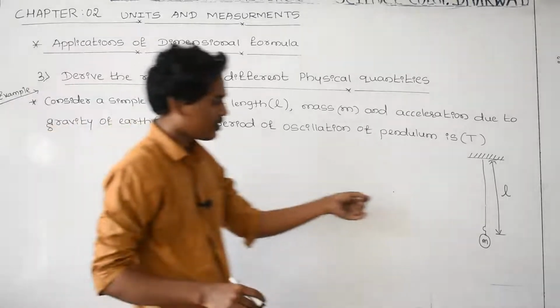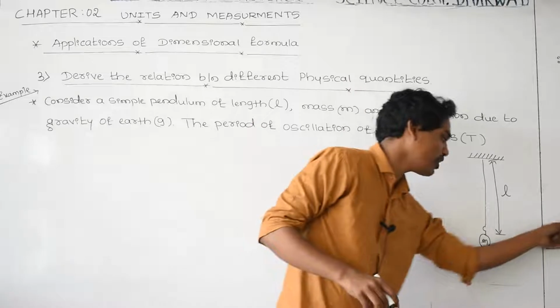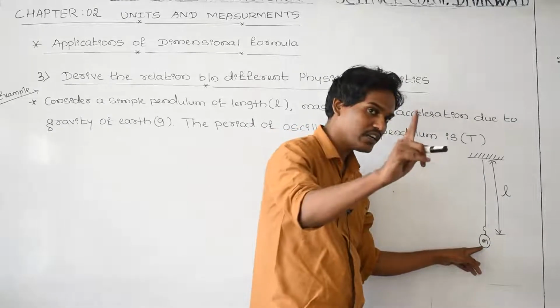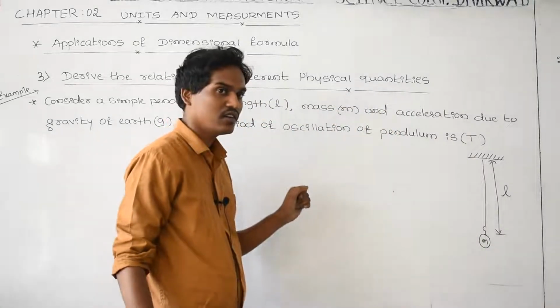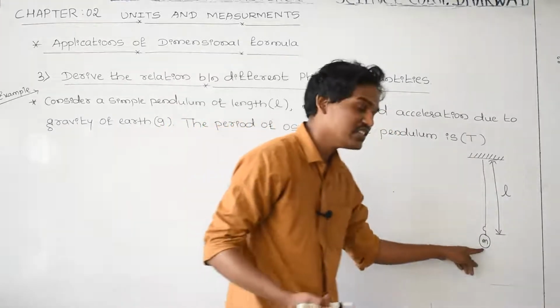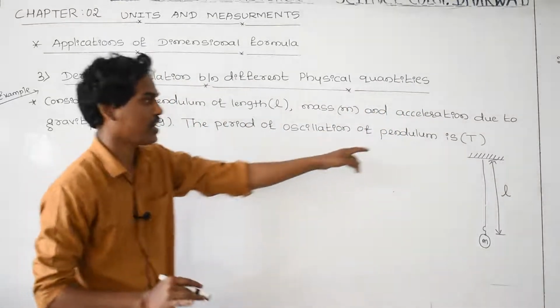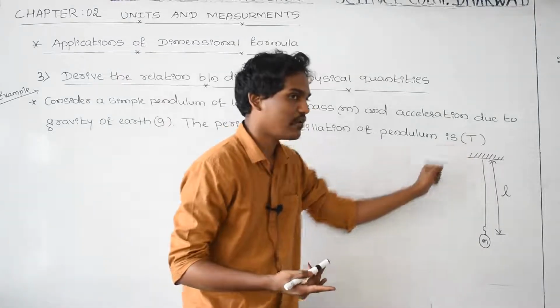And if you pull the body and release it, it does one oscillation. The time taken by the pendulum to complete one oscillation is called the time period. What is time period? It is the time taken by the body to complete one oscillation, that is called the time period. That is capital T. The time taken for one cycle, one oscillation, is the capital T.